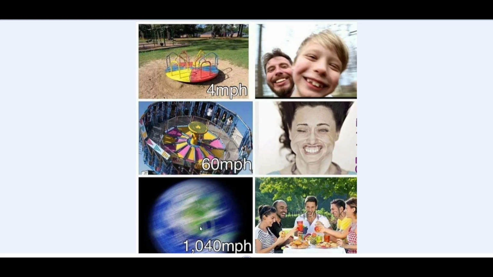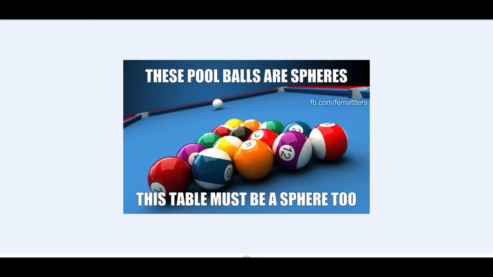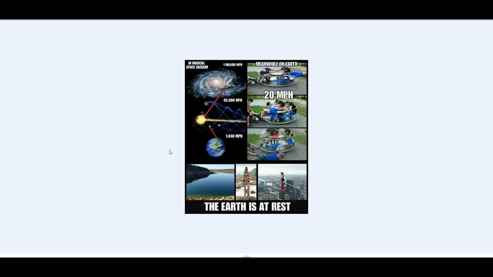And we live on Earth, so they say Earth is a spinning ball at 1,000 miles per hour, but then we just have this picnic so nicely. We have to enjoy more being with people outside, but behaving normal. These pool balls are spheres. Therefore, the table must be a sphere too, because the pool balls are spheres. Therefore, the table is not flat. It must be a sphere with curvature moving.